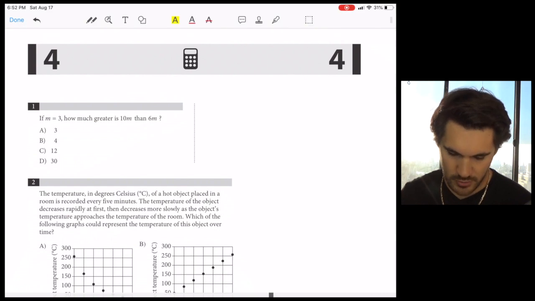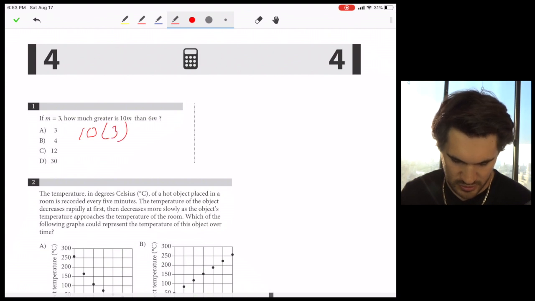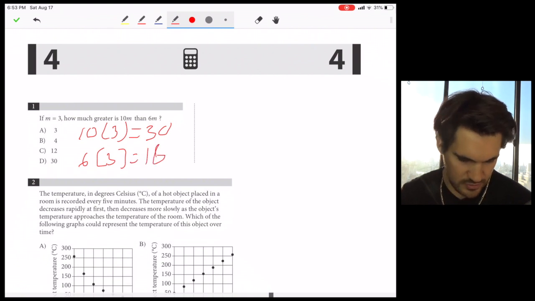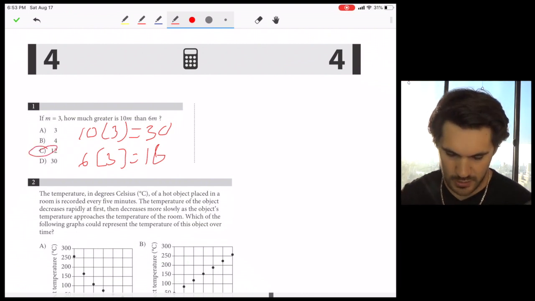Number 1, if m equals 3, how much greater is 10m than 6m? Okay, let's plug these in. 10 times 3 is 30. 6 times 3 is 18. 30 is 12 greater than 18. Our answer is C, 12. Boom.